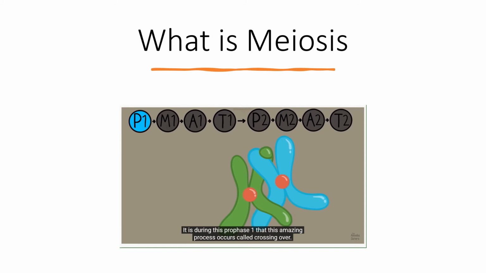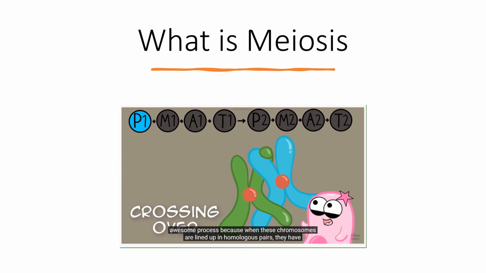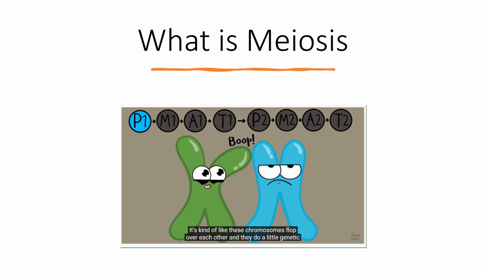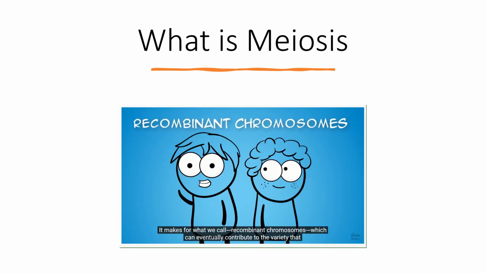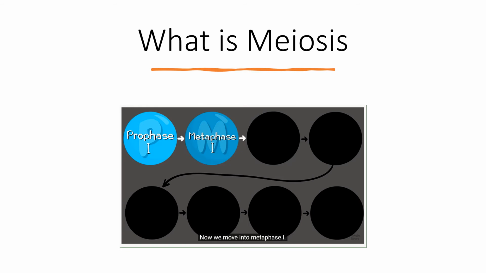It is during this prophase 1 that this amazing process occurs, called crossing over. Now I know crossing over probably sounds like something very different, but this is actually a really awesome process because this is when the chromosomes, they're lined up in homologous pairs, and they have this way that they can transfer their genetic information and exchange it between each other. It's kind of like these chromosomes flop over each other and they do a little genetic information exchange here. It makes for what we call recombinant chromosomes, which can eventually contribute to the variety that we were mentioning that siblings can have even when they have the same parents. More about that later.